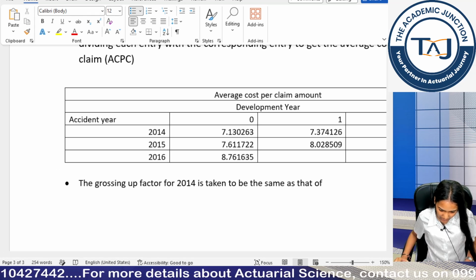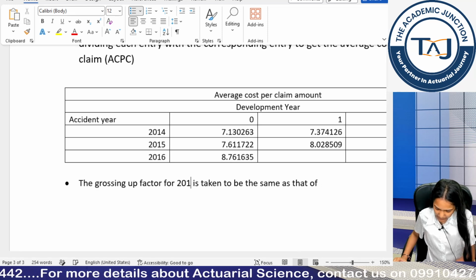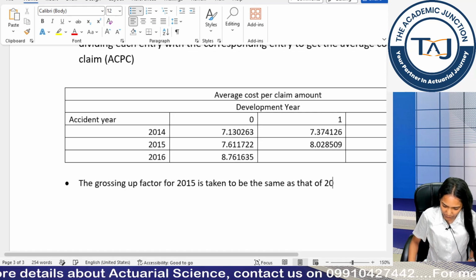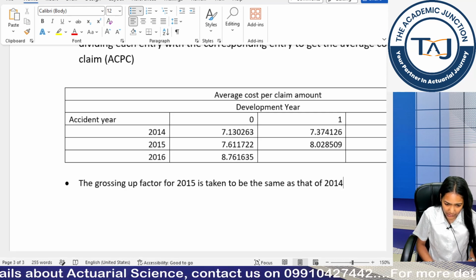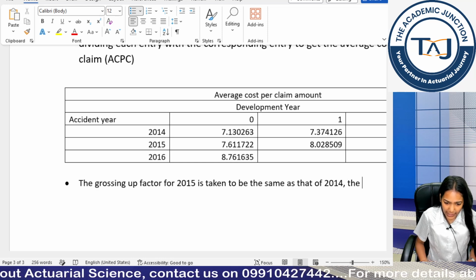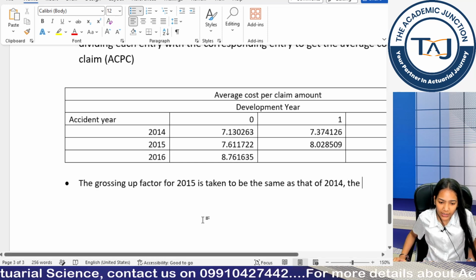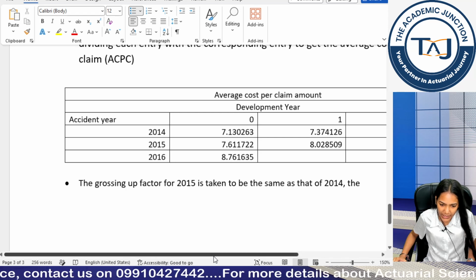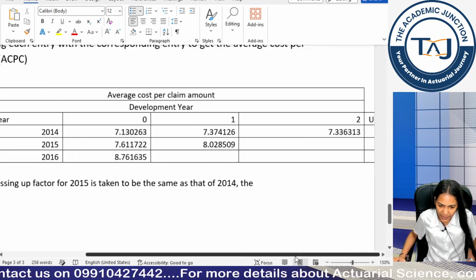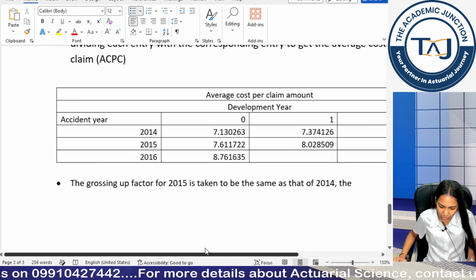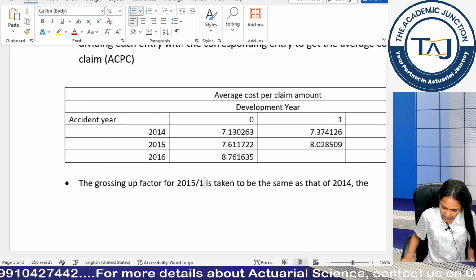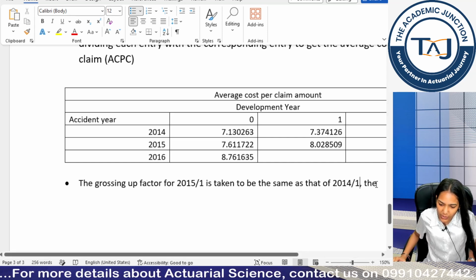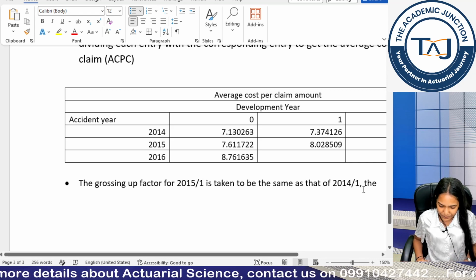2014, I will take it as 2015, because I take the same grossing up factors for the first year, right? Same as that of 2014, right? And I would also mention the development year. Basically, I have to mention the development year, right? So my last development year is basically 2. So I would take this as 1 and this as 1. Basically, whatever you are doing in numericals, you have to explain that in words. Clear?